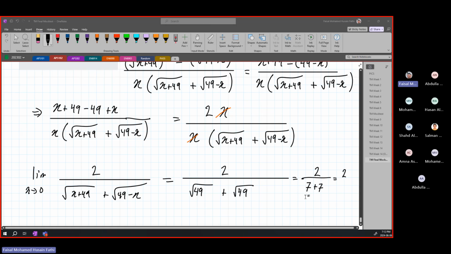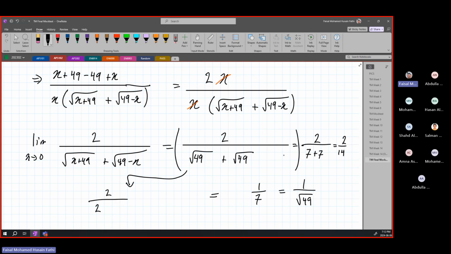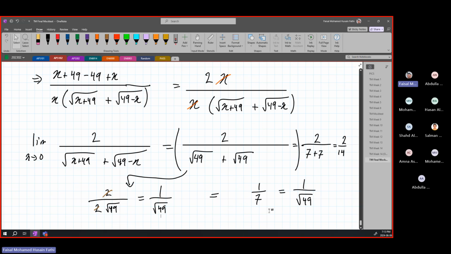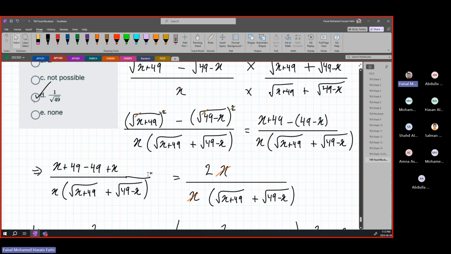2 over 14, that's right, which is 1 over 7. In the answer, they said 1 over square root 49. The way they got this is what they did here in this step. They said it's 2 over 2 times square root 49, and then they just canceled the 2. So it's the same answer, 1 over square root 49. And the square root of 49 is simply just 7. All right? That's what they did over here. Don't get confused. It's the same solving. And so your answer is going to be 1 over the square root of 49 over here.